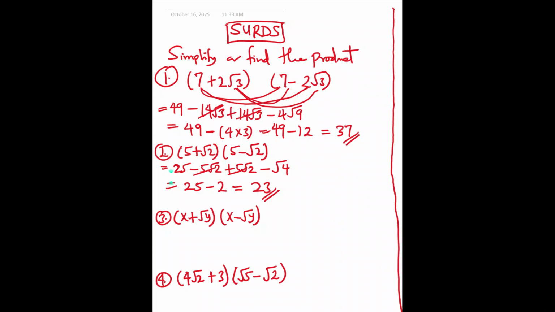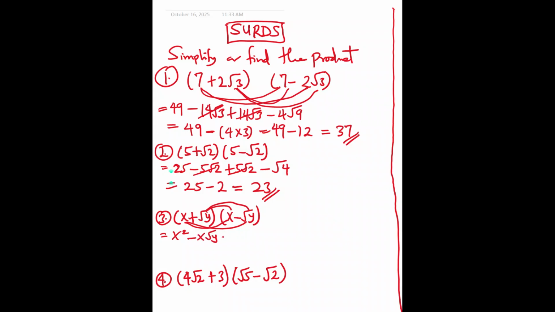And then for number 3, we have x plus root y times x minus root y. So we use this one to multiply this. This one multiplies this. This one multiplies this. This one multiplies this. Okay, so x times x is x squared.